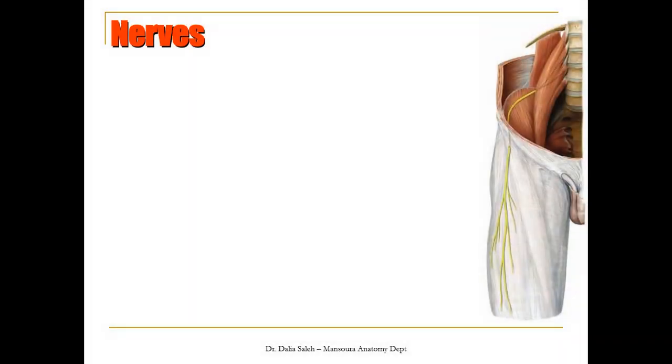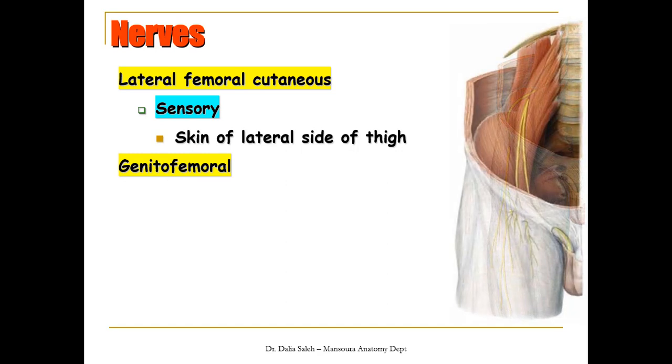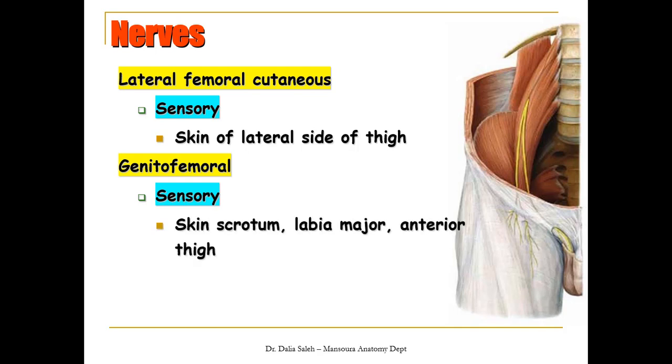Also from the lumbar plexus we have the lateral cutaneous nerve of the thigh, which pierces the deep fascia and supplies the skin on the lateral side of the thigh. The other nerve is the genitofemoral. It splits into genital branch and femoral branch. They supply the skin of the scrotum or labia majora and the small anterior part of the thigh here. It also has a motor branch to the cremasteric muscle.